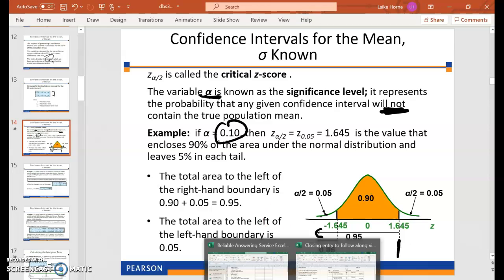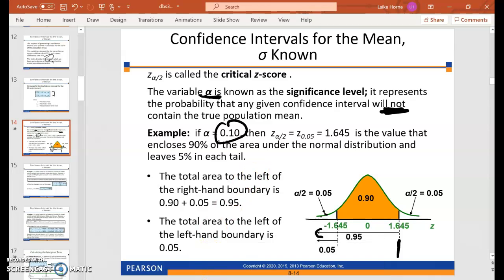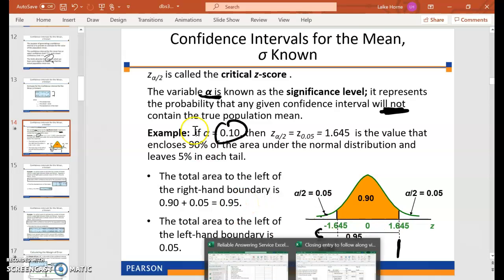So you can look up your critical value, which we talked about, 2 ways. You can look it up in the table. You're going to be working backwards though. So we'll talk about how you work backwards to find the z-score. Remember that norm inverse function?